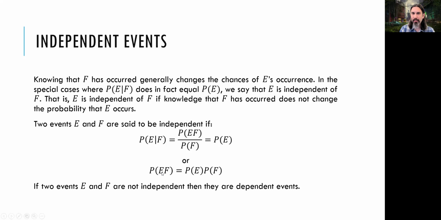When this happens, we can say that E and F are independent. It doesn't matter if F has happened or not. E and F are independent, and we're done there. All right?